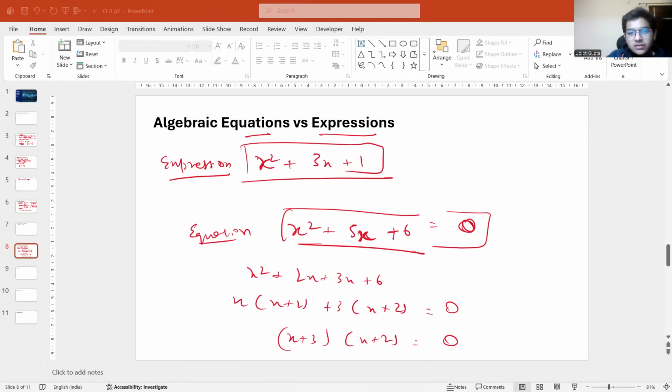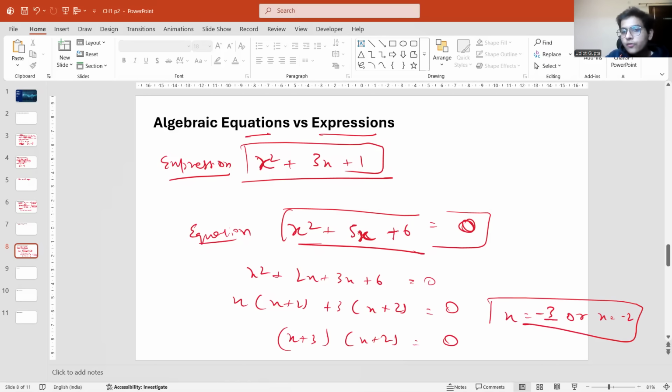And then we get the answer. Okay. And then when you solve it, you either get x is equal to minus 3 or x is equal to minus 2. Put any of these answers in this equation, and this equation will be solved. The answer will be 0. That's how you solve a linear equation. There is another method also that we'll talk about in further lessons.